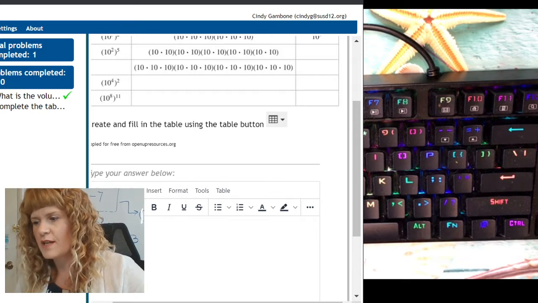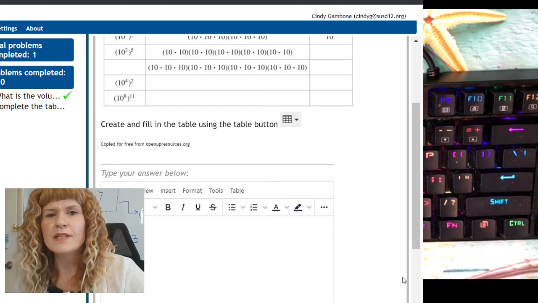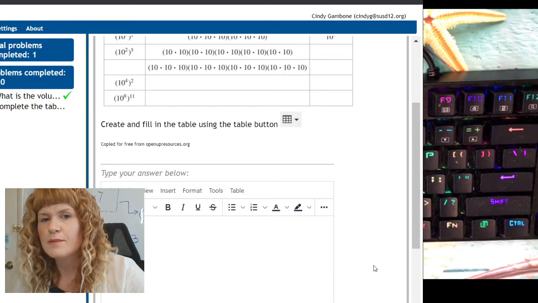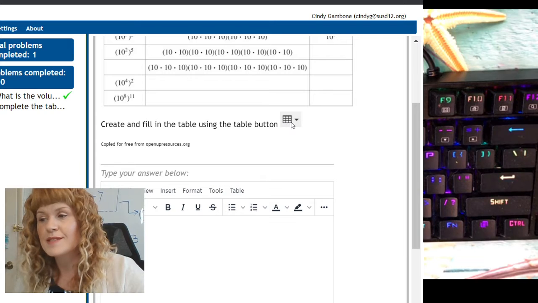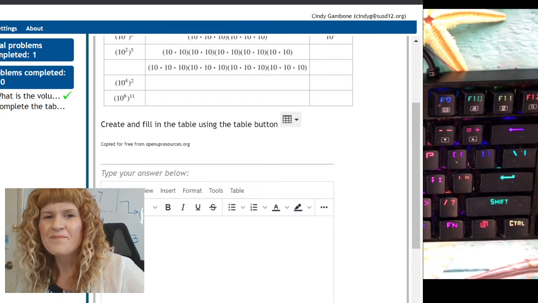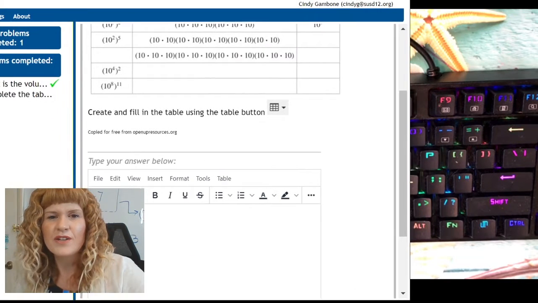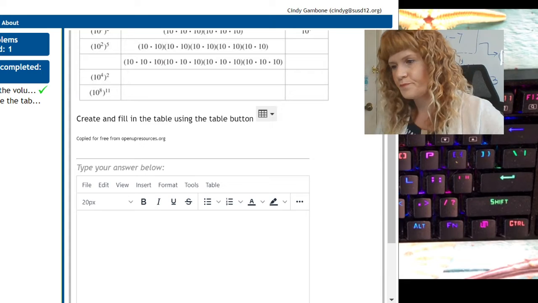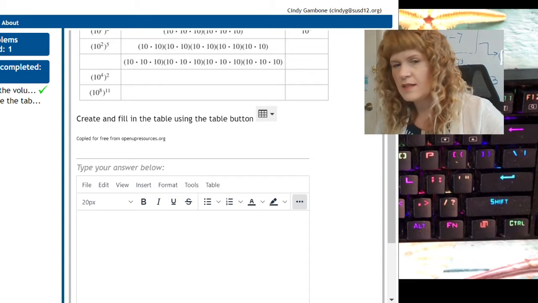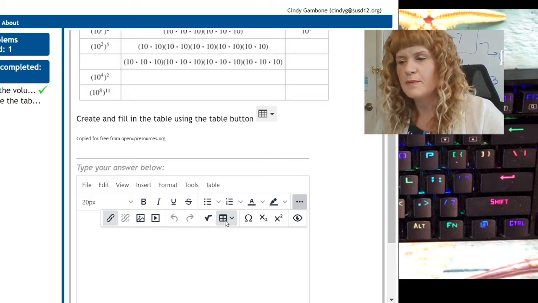Read directions carefully. It says, create and fill in the table using the table button. And it has that picture of the table button, but that's not it. That's just a picture. So what you need to do is find that icon on your screen. Let me move myself over. There we go. Right in these 3 buttons, go to the 3 buttons and find the table button.